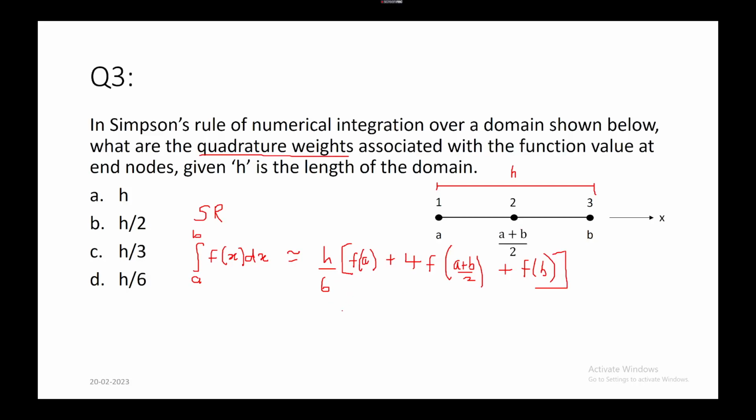So if you see the quadrature, if you split this further, you can see h by 6 times f of a plus 4 h by 6 for f of a plus b by 2 plus h by 6 into f of b.